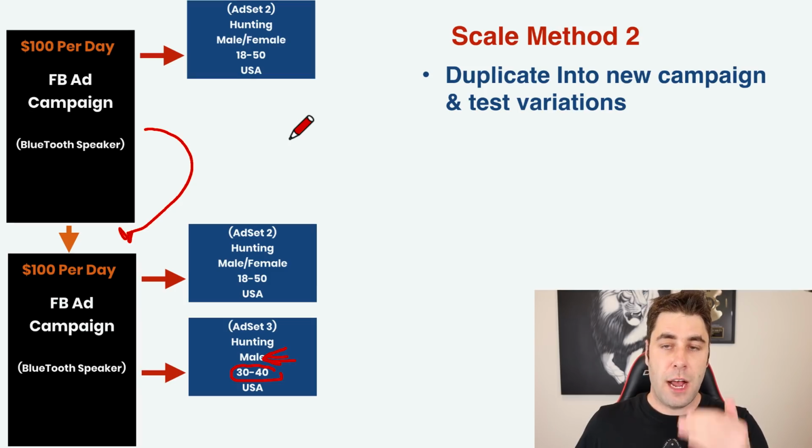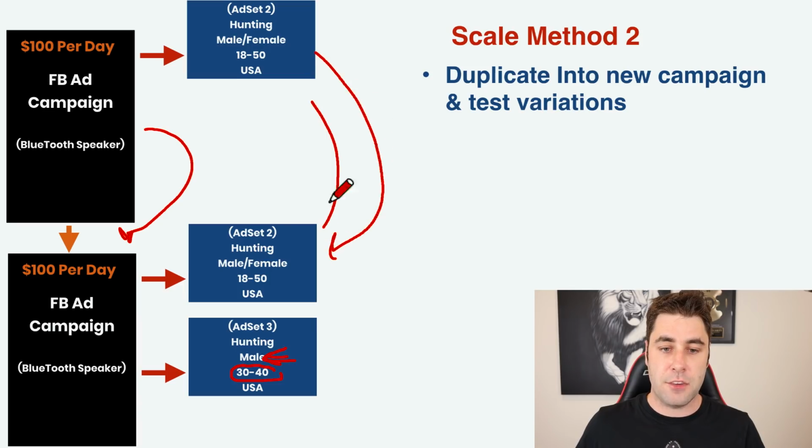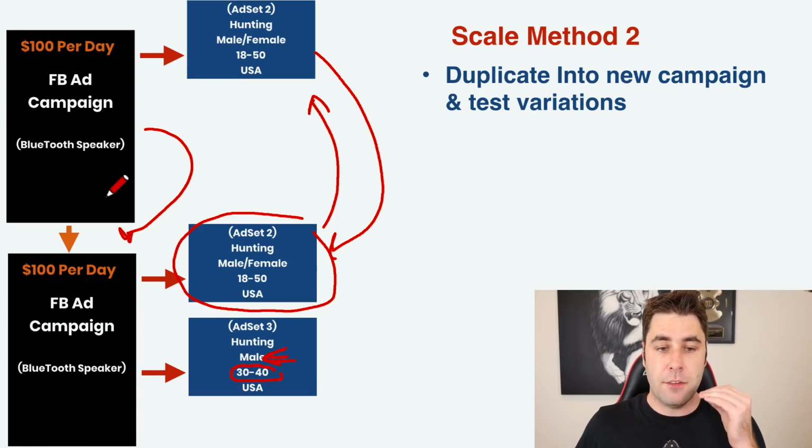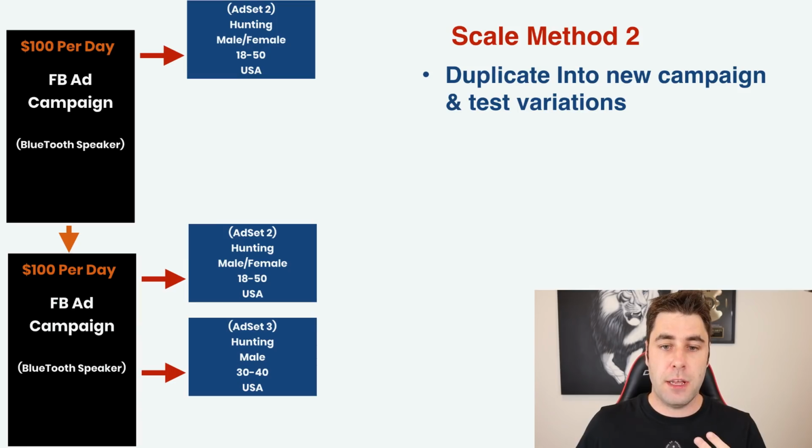In this method, I do it in a separate campaign, and even though these two are exactly the same and there could be some auction overlap, just watch that and see what happens. If you start to see some auction overlap, pause this one in here, okay? But this method number 2, guys, I use a second campaign to duplicate ad sets and do more variation testing, okay? Method number 3 is probably easier to understand.